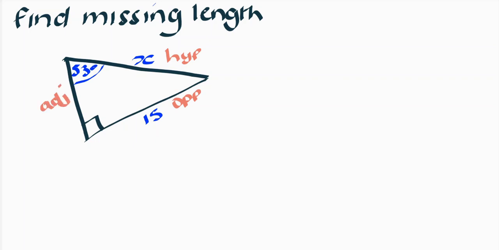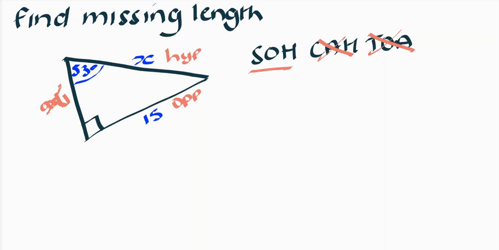So we're going to write down SOHCAHTOA, and we're going to see which information we have, what we need, what we don't need. So we need hyp, because we're going to find x. We need op, because we know 15, but we don't need adjacent. So anything with an A in, we can cross out. So we need to use sine.